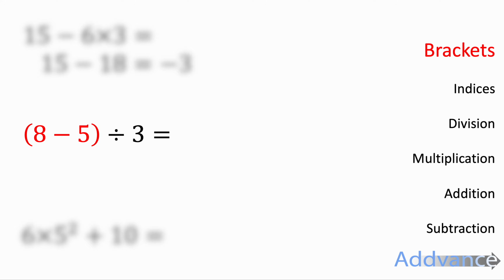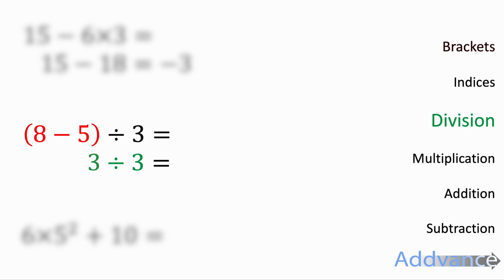Okay, now we've got 8 minus 5 in brackets divided by 3. And we're going to start with the brackets first. Inside the brackets, it says 8 minus 5, which is 3. So we've converted that bracket into just 3. Then it says 3 divided by 3, which is a division, and that comes after brackets. 3 divided by 3 is 1, and that's the final answer.